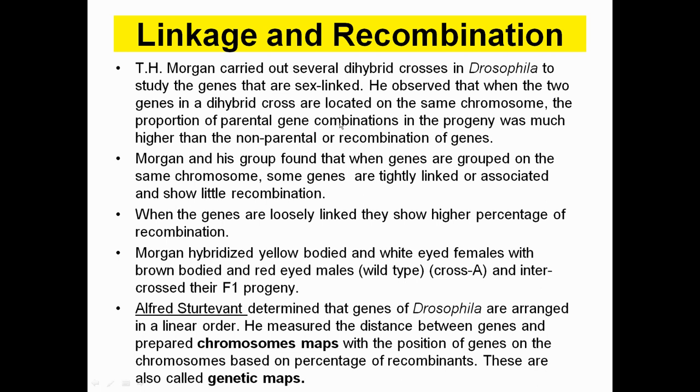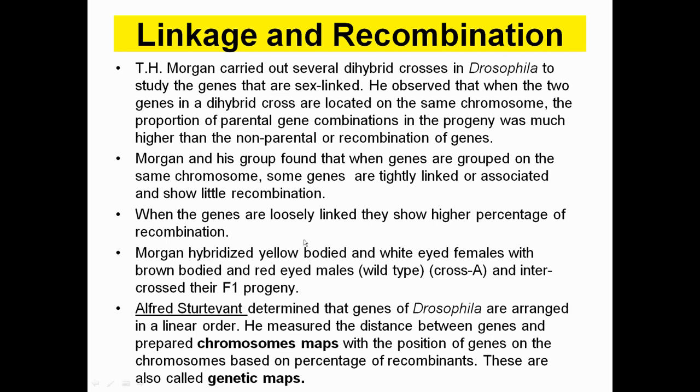Okay, the second point Morgan made is that there is a strong infatuation or linkage between the genes when they are present on the same chromosome, and if they are present on different chromosomes, the linkage or the sort of infatuation will be nil. Okay, so when the genes are loosely linked, they show a higher percentage of being recombined. So the recombinant proportion will be quite high.